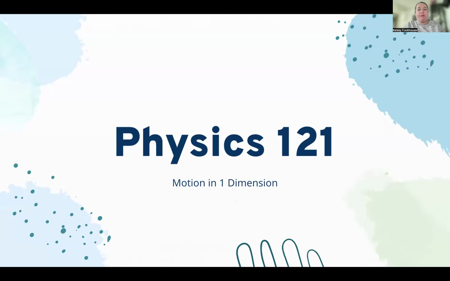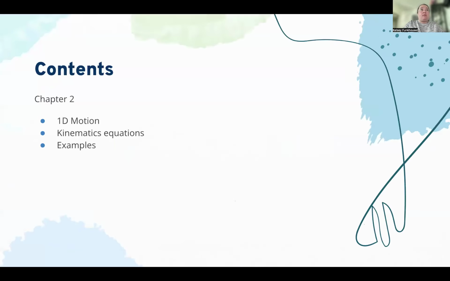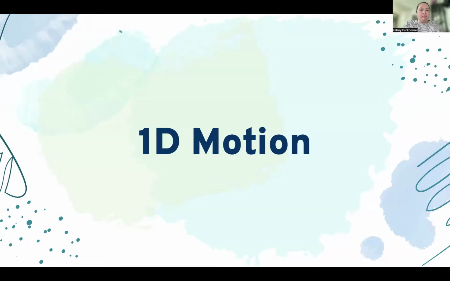Welcome. In this lecture, we're going to be talking about motion in one dimension. This is coming from chapter 2 of the textbook. We'll be talking about position. Oh, no, we won't. We talked about that already. We will be talking about one-dimensional motion and kinematics equations, and then we're going to do a couple of examples. One-dimensional motion.